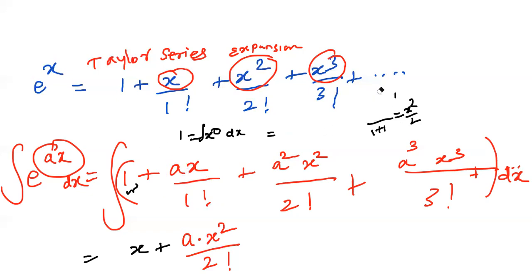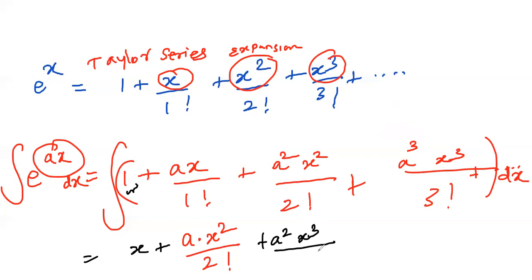Now I want you to answer the second one. It will be a square, you cannot disturb a square, into x cube by 3 factorial. And you have 2 already, so you will write it as 3 into 2 factorial. You just write it as 3 into 2 factorial itself.